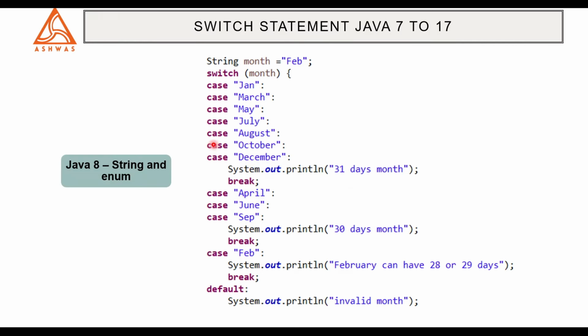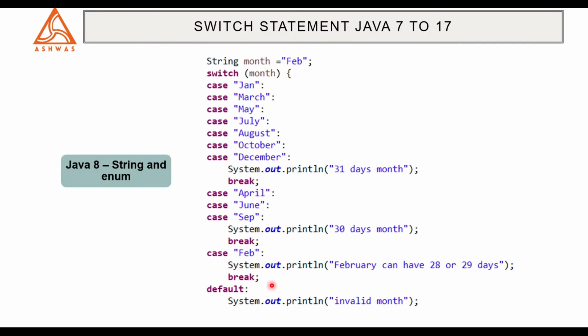So it is going to go over to the next case combinations. I have April, June, September. I forgot to add November here, but anyway, I have April, June, September. Again, it does not match the incoming value, so I'm not going to execute this chunk. I will go ahead. Yes, I find a match here. I'm going to execute February can have 28 or 29 days, break the flow.